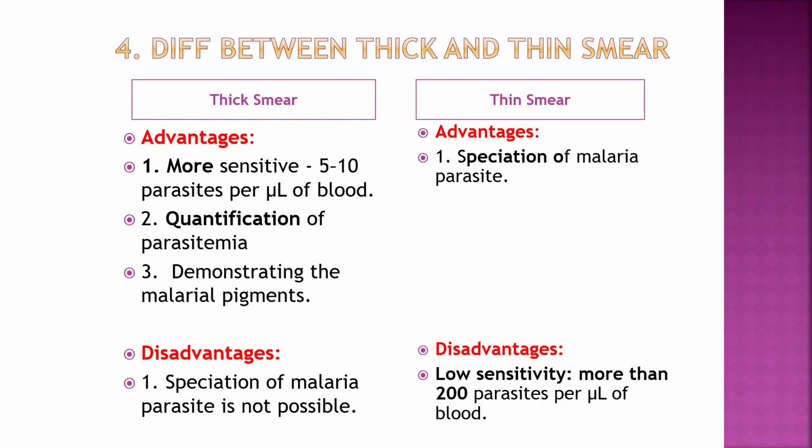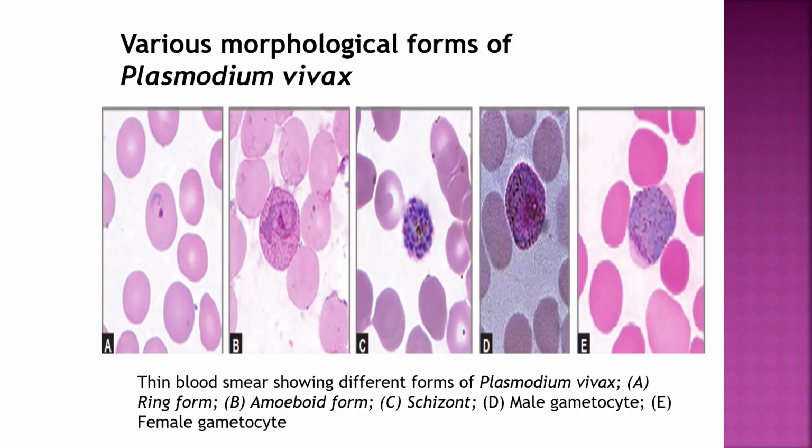Thin smear advantages: species identification of malaria is possible because of the different morphological forms, that is ring form, trophozoite, schizoid, and gametocyte forms of the species. The disadvantage is low sensitivity, so you need more than 200 parasites per microliter of blood to see the parasites. So these are the different morphological forms of the parasites of Plasmodium vivax.